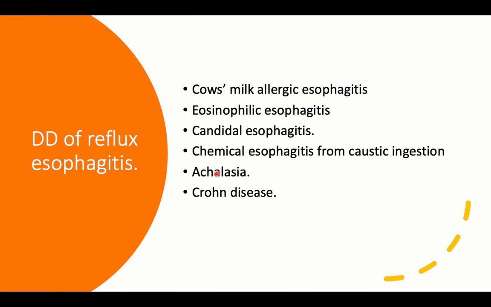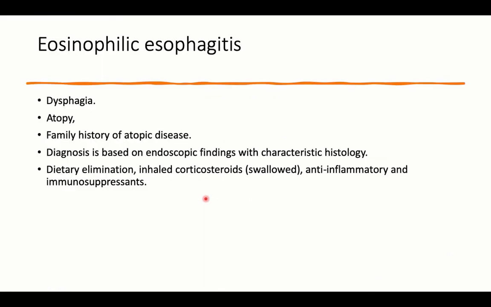It will result in esophagitis and persistent vomiting. It is a dysmotility of the gut. And finally, Crohn's disease can be associated with reflux esophagitis. So what is eosinophilic esophagitis? That presents mainly with dysphagia.